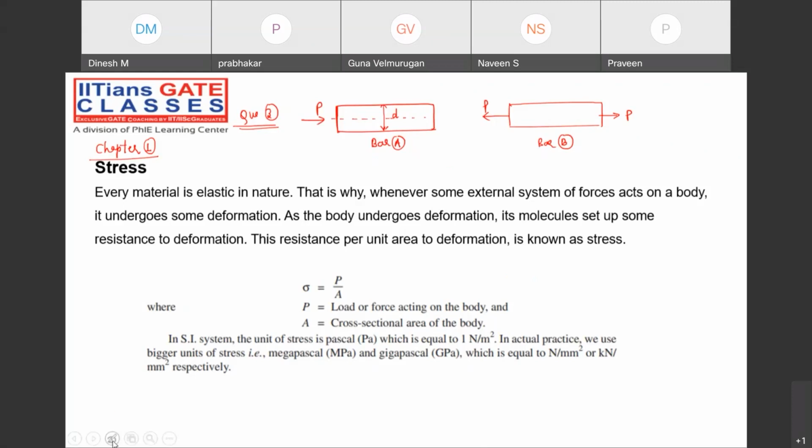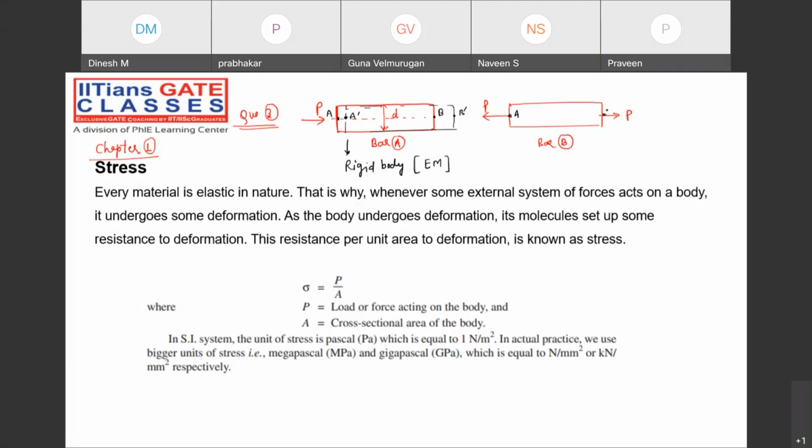In bar A, deformation won't happen. Suppose you take point A and point B, the bar will simply be displaced to this particular position. The length will not change. The difference between A dash and B dash will not change. This is a rigid body. It is just behaving like a rigid body, and we will solve it using engineering mechanics.